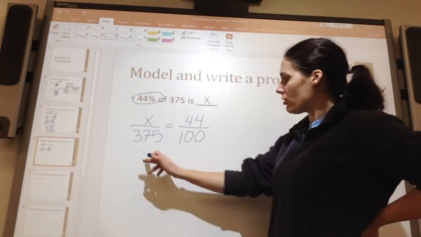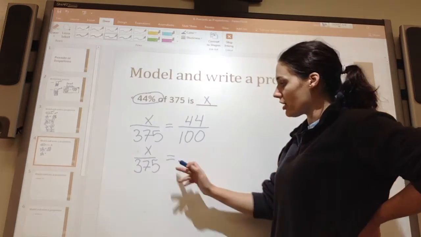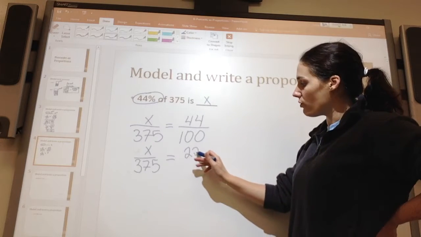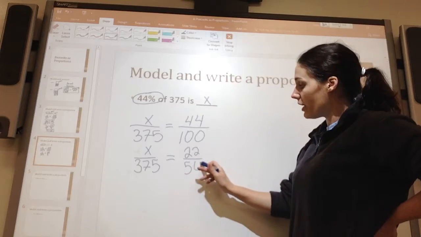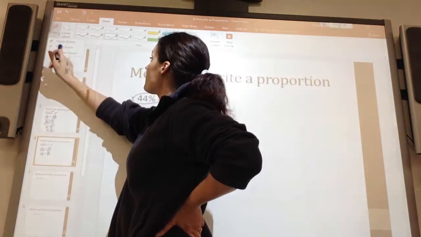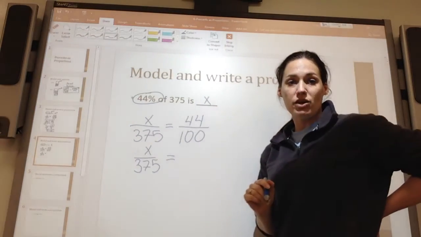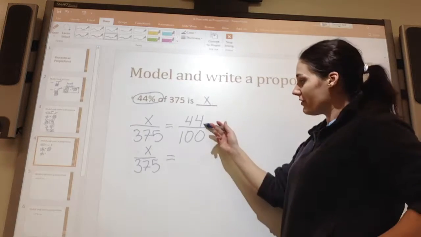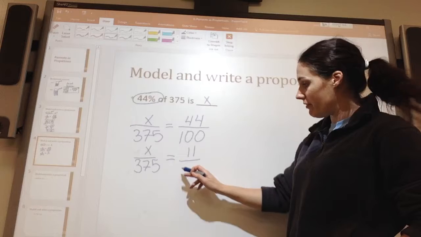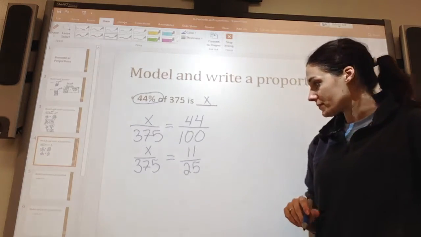We could simplify a little bit. We cannot simplify the side that has the unknown, or the variable. Each of these are divisible by 2 though, so I could do 22 over 50. Oh, wait. Those are divisible by 4, aren't they? So I'm going to get rid of that. If you're going to simplify, you might as well simplify them as far as you can. So I'm going to divide them both by 4. 44 divided by 4 is 11. 100 divided by 4 is 25. So 11 over 25, now that's simplified.